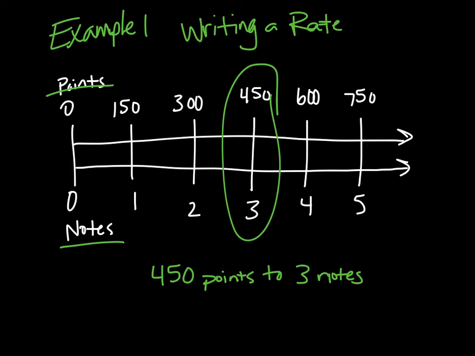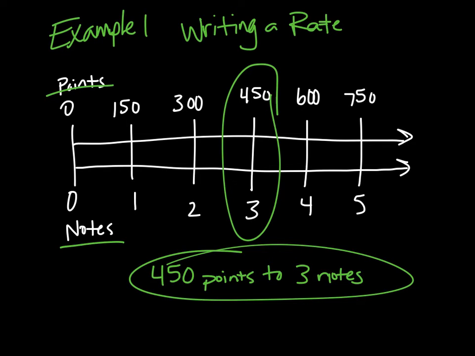Okay? And that's just one possibility. And then you would circle your answer. You could have done 600 points to 4 notes, or 750 points to 5 notes. This really is super simple to realize. If they're giving you a double number line like this, you're just recognizing that these are rates.